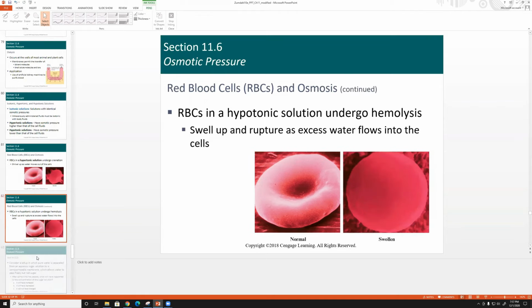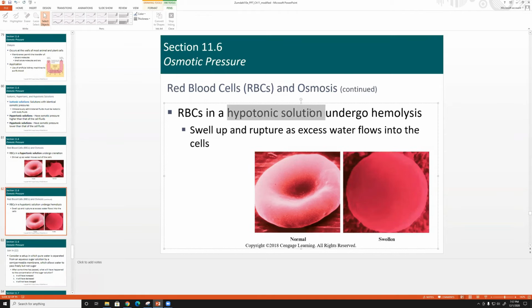All right. And then the other one is hypotonic. A hypotonic solution is where the concentration on the outside is lower than the inside. In this case, it causes a swollen cell and it could even rupture.